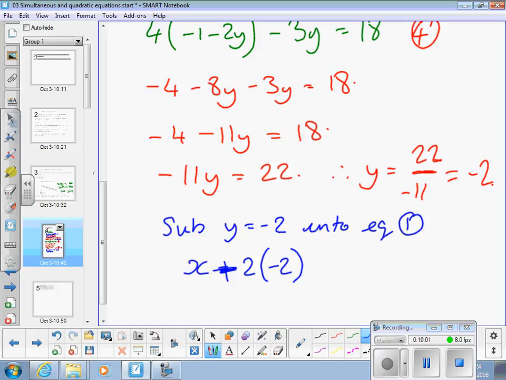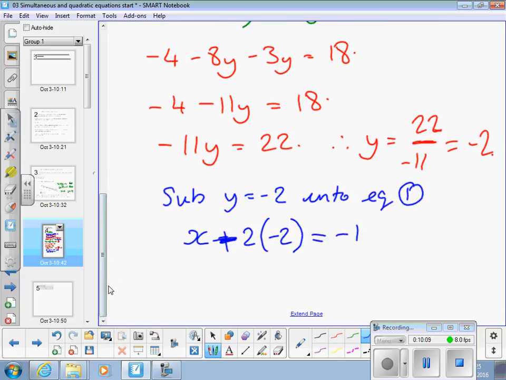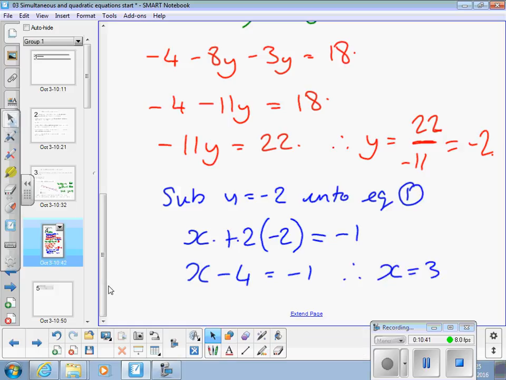So that's x plus 2y, so that's 2 times minus 2 equals minus 1. Then we need to rearrange that for x. So that's, take the brackets away, that's x minus 4 is equal to minus 1. Therefore, x equals 3, does it not?